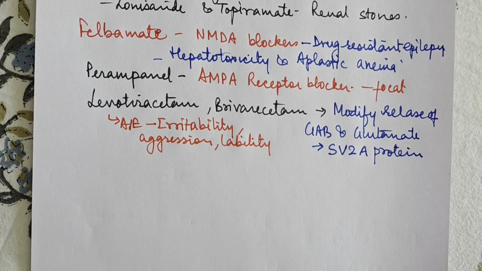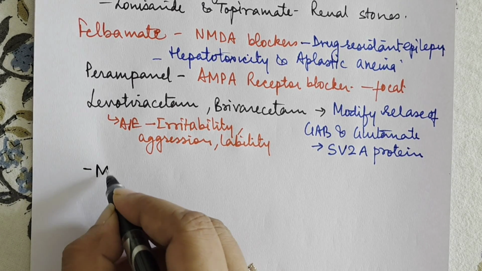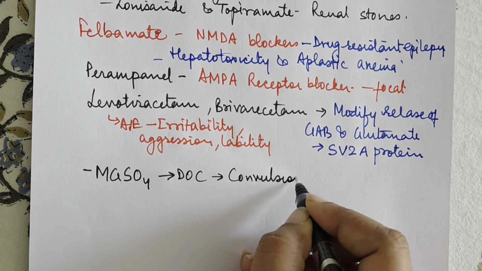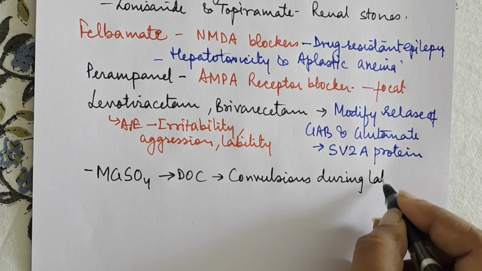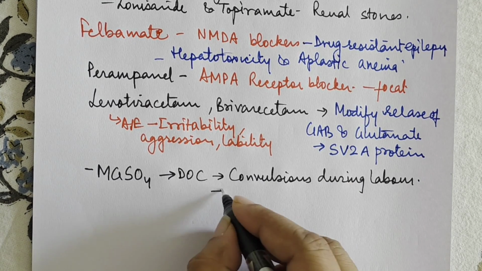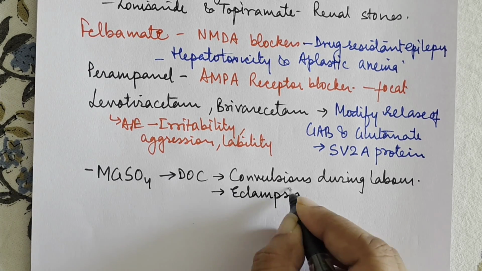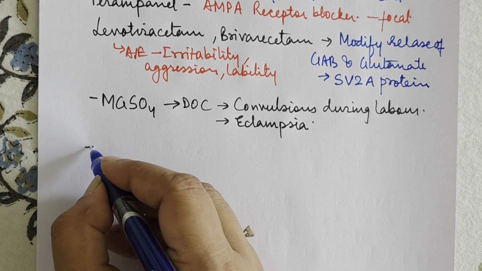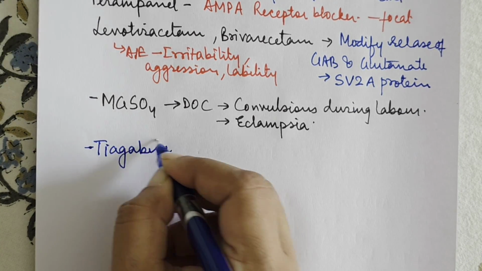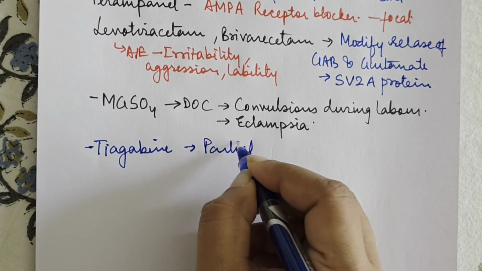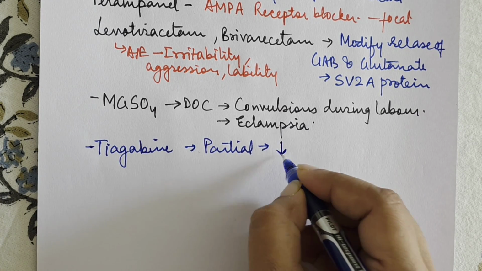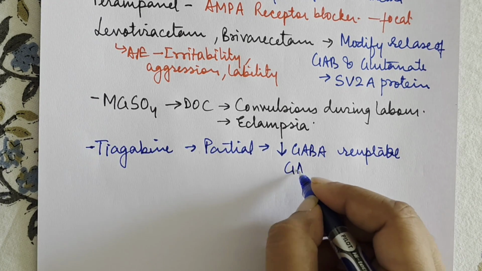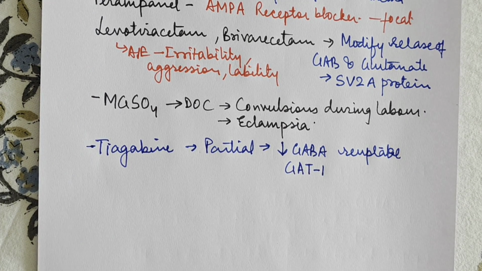Okay. Then a very important drug, magnesium sulfate. This is the drug of choice for treating convulsions during labor, which is also called eclampsia. Okay. Then other drugs that we have is tiagabine. This is used in partial seizures, and it is basically an inhibitor of GABA reuptake. That is, it inhibits the GABA transporter GAT1.